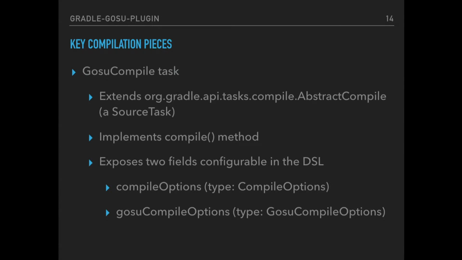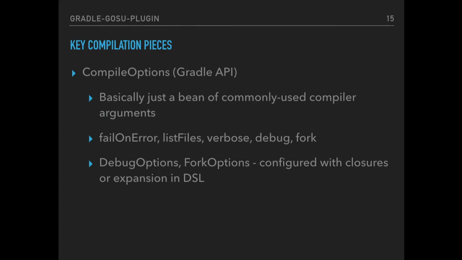And there's a couple interesting fields that it exposes in the build script DSL. That is the compile options, and then you have a language-specific compile options you should be implementing as well. So what are compile options? Well, these are pretty compiler agnostic, language agnostic attributes you'd normally be setting on a compile process. For example, fail on error, true or false. List files, which is another Boolean, whether you want to verbosely list every single file that you read in the source set and you're going to then pass to the compiler.